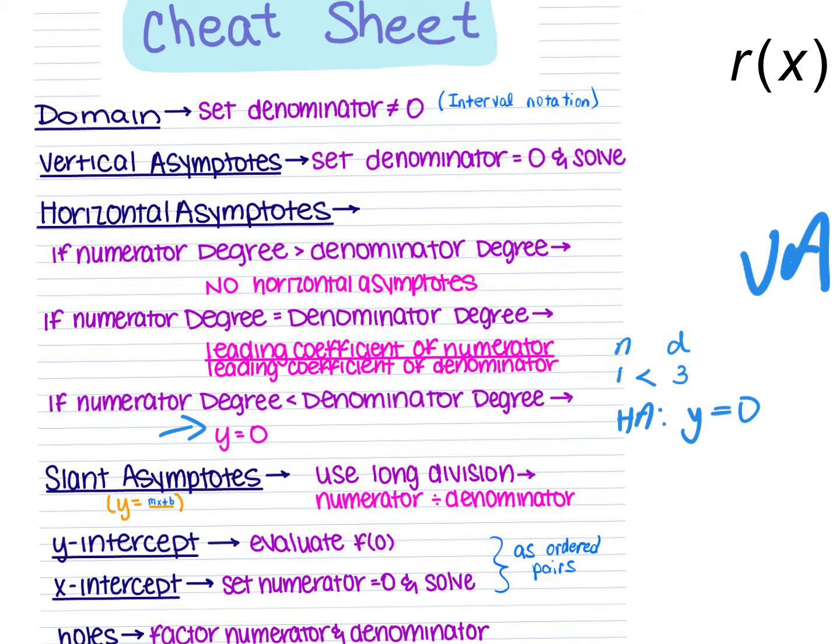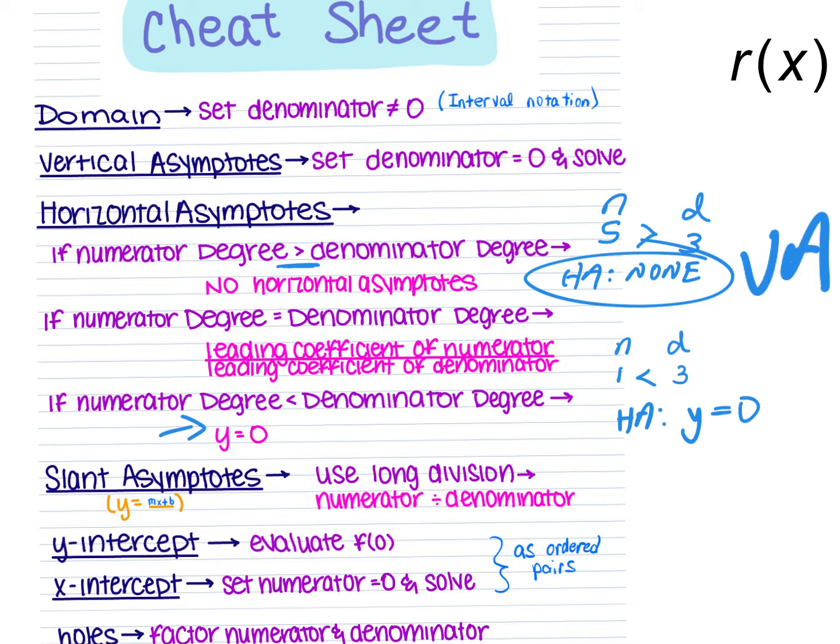What happens if I had a numerator degree of 5 and a denominator degree of 3? 5 is what then 3? Greater than. So if the numerator degree is greater than the denominator degree, what is my answer for horizontal asymptote? None. You would say none or no. That's it.